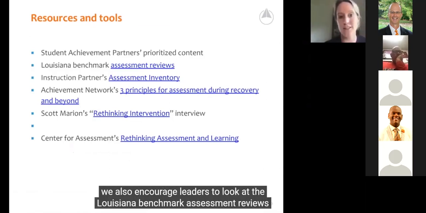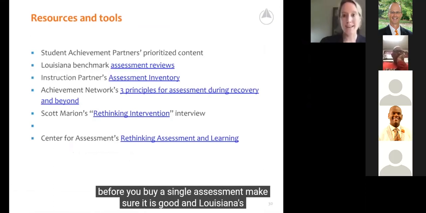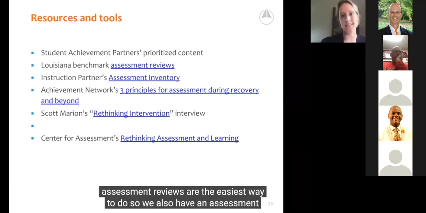We also encourage leaders to look at the Louisiana benchmark assessment reviews. Before you buy a single assessment, make sure it is good. And Louisiana's assessment reviews are the easiest way to do so.